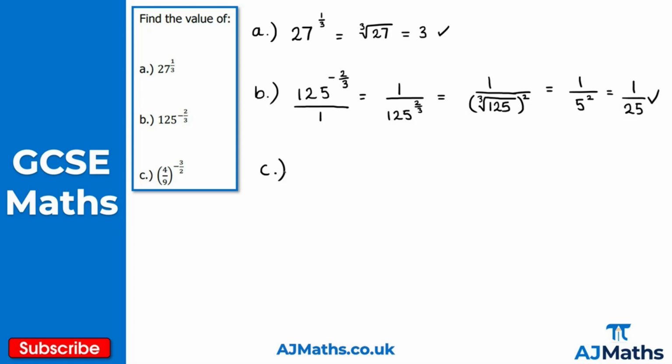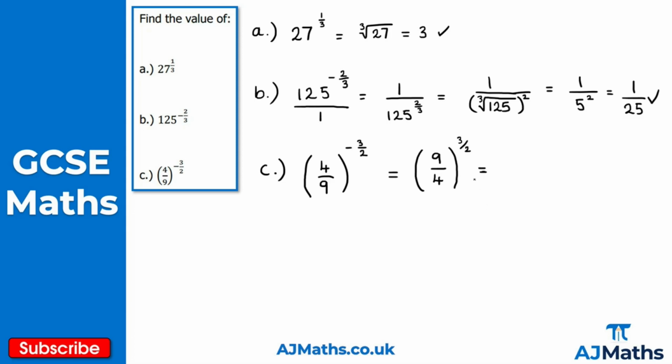And then we just take a look now at the very last part here. So I've got 4 over 9, and that's to the power of minus 3 over 2. So again, I've got this negative power here, so I'm going to deal with that to begin with. So because we've already got a fraction here, we can just go straight away and flip this. I'm going to get 9 over 4. And then my power now becomes positive, so this is to the power of 3 over 2.